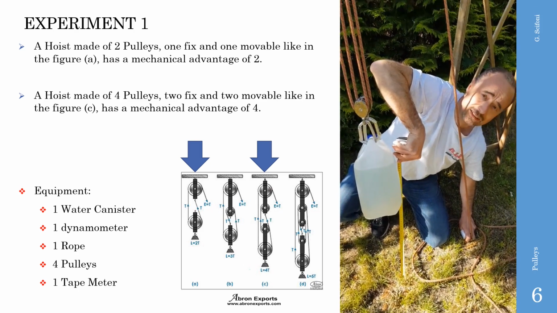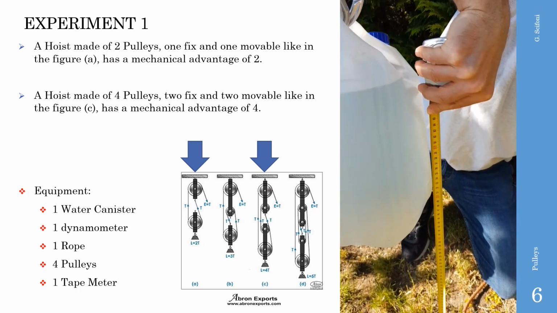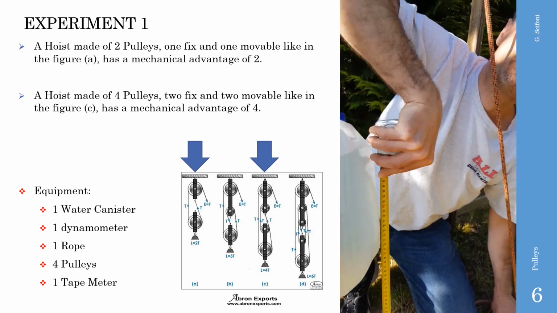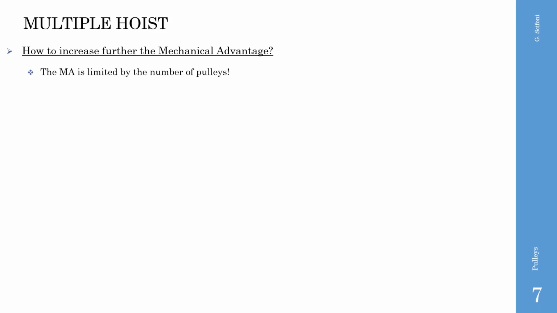They are exactly 50 centimeters. Therefore, we demonstrate that the ratio between the forces is exactly 4. Is it possible to further increase the mechanical advantage? We have seen that the mechanical advantage is more or less equal to the number of pulleys. Therefore, if we want a value of 8 or 10, we should use many pulleys.